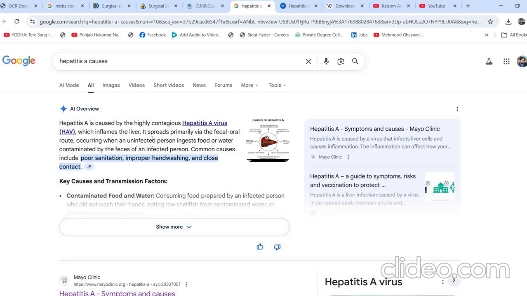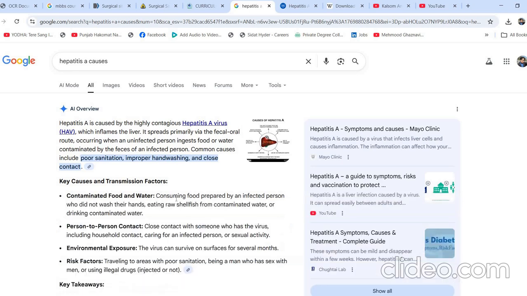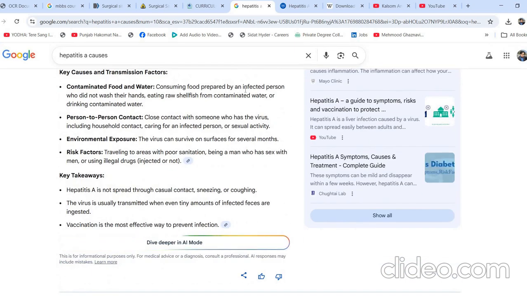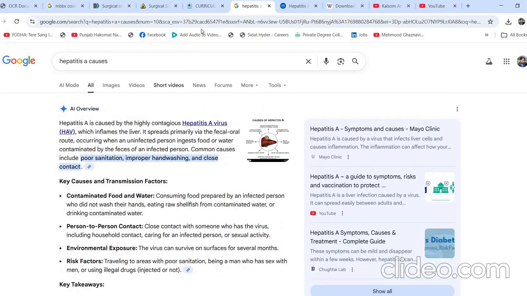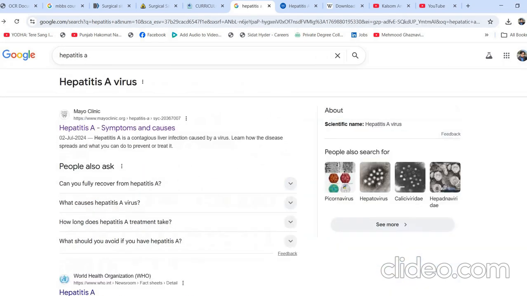An uninfected person ingests food or water contaminated by the feces of an infected person. Common causes include poor sanitation, improper hand washing, and close contact. Contaminated food and water: consuming food prepared by an infected person who does not wash their hands. Eating raw shellfish from contaminated water or drinking contaminated water from contaminated sources. Person to person contact. Environmental exposure risk factors include the following: hepatitis A, hepatic infection.